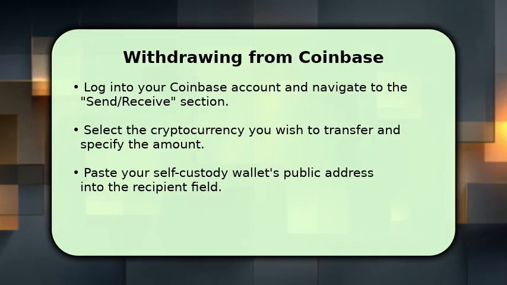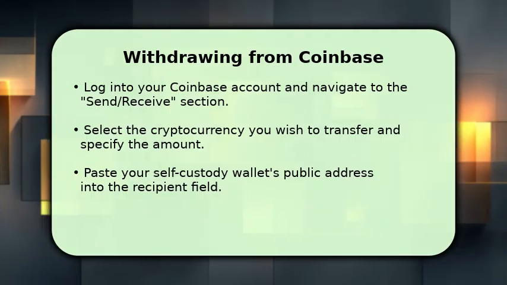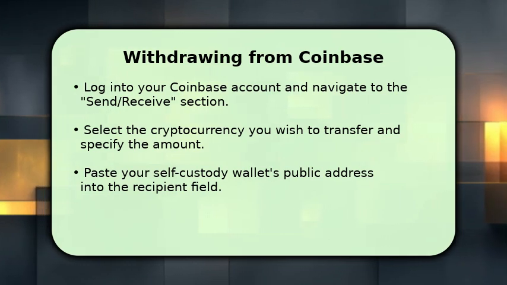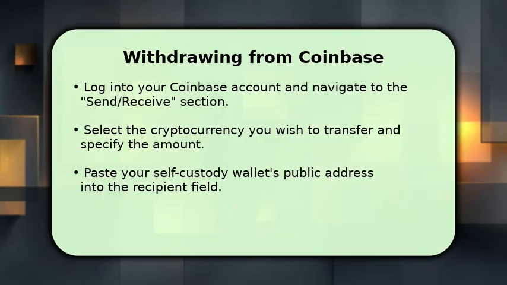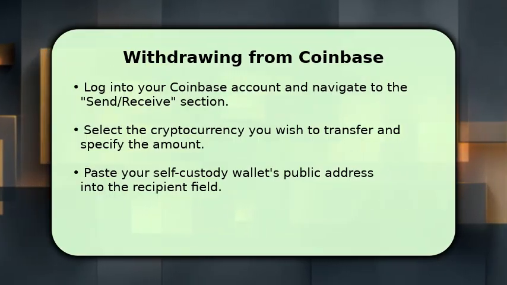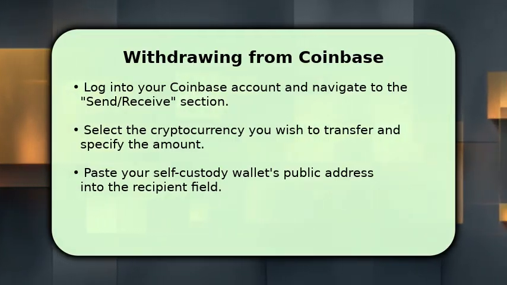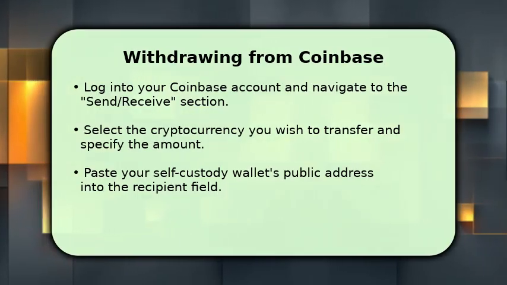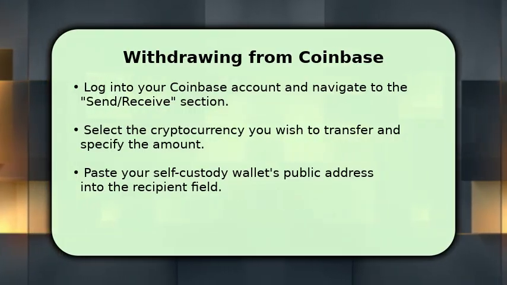Now, let's move your assets. Log into your Coinbase account and find the Send/Receive or Withdraw option. Choose the specific cryptocurrency you want to transfer, like Bitcoin or Ethereum, and enter the exact amount. Crucially, you'll need to paste your self-custody wallet's public address into the recipient field. Always double-check this address carefully, as transactions are irreversible once confirmed on the blockchain.